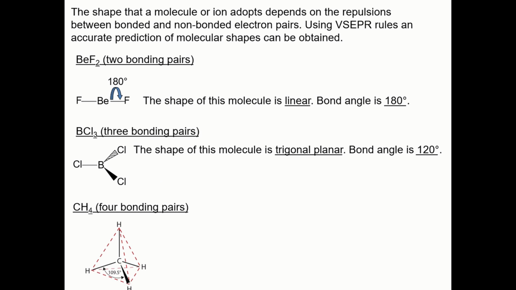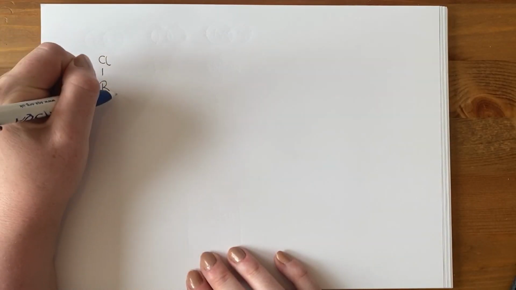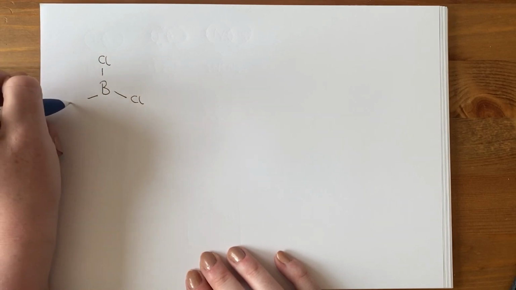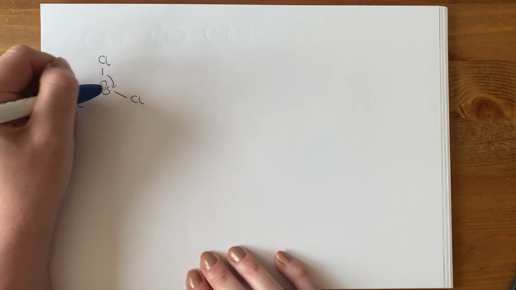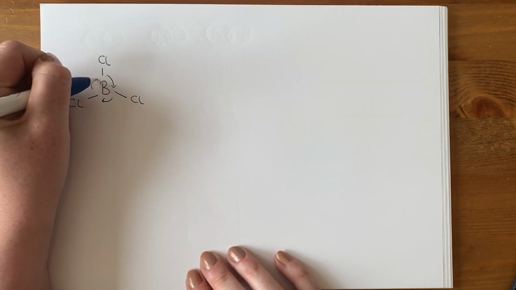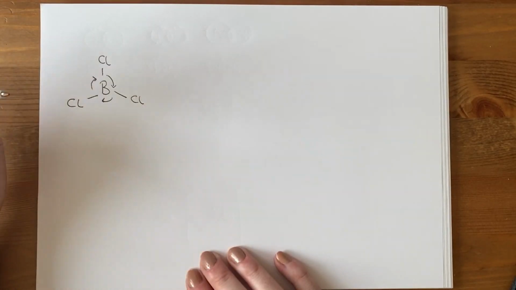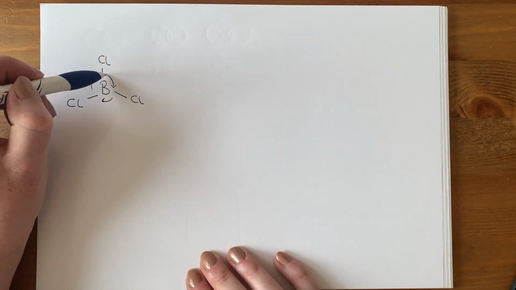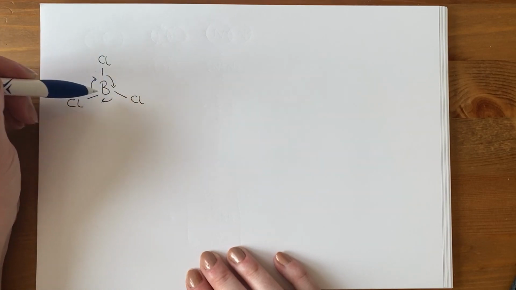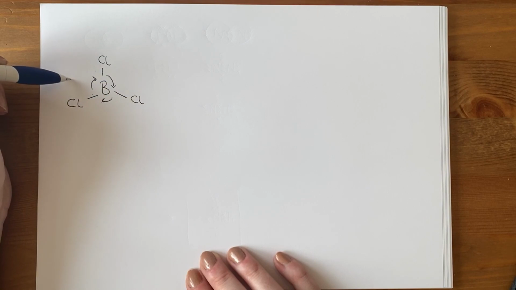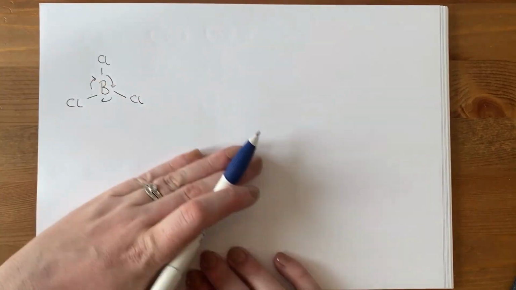So if we just quickly look at the page again, if I have boron here, I have chlorine here, and chlorine here again, there's 120 degrees between the bonds here, and it's completely flat. So it would be in the plane of this page. There is nothing sticking up, there is nothing sticking down. This is the furthest away that these 3 bonding pairs of electrons can be from each other. Okay, so it's completely flat. Trigonal planar, that's where the planar part comes from, it's on a plane.